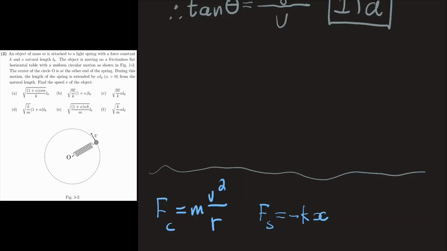Next is question 2, which says, an object of mass m is attached to a light spring with a force constant k and a natural length L sub o. The object is moving on a frictionless flat horizontal table with a uniform circular motion as shown in figure 1-2. The center of the circle O is at the other end of the spring. During this motion, the length of the spring is extended by alpha times L sub o from the natural length. Find the speed v of the object.